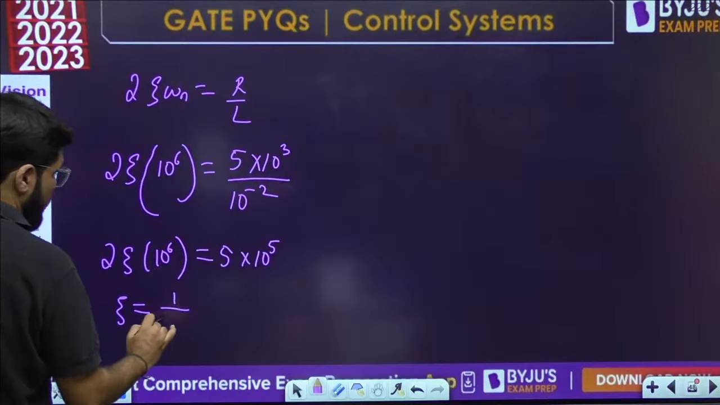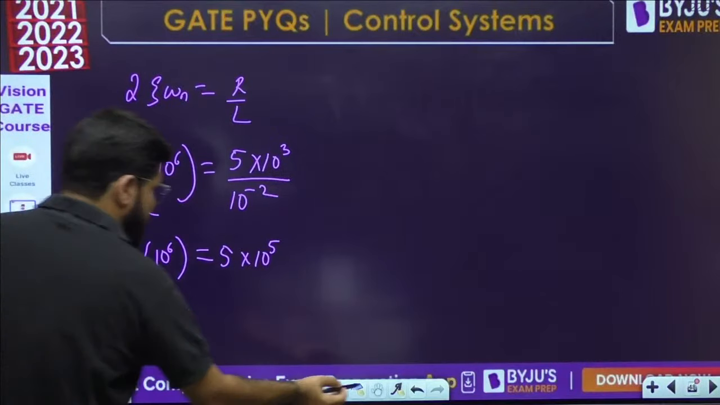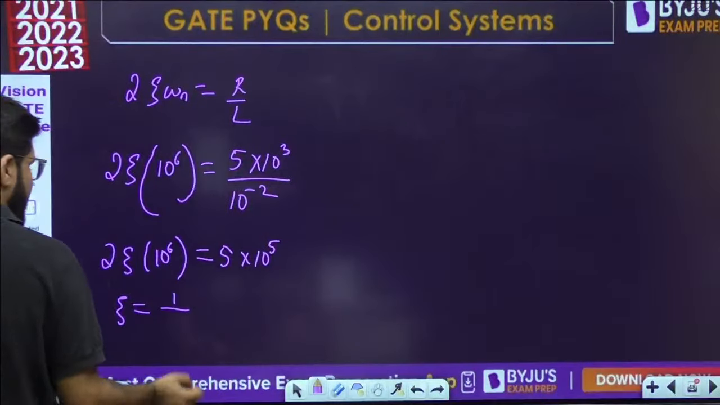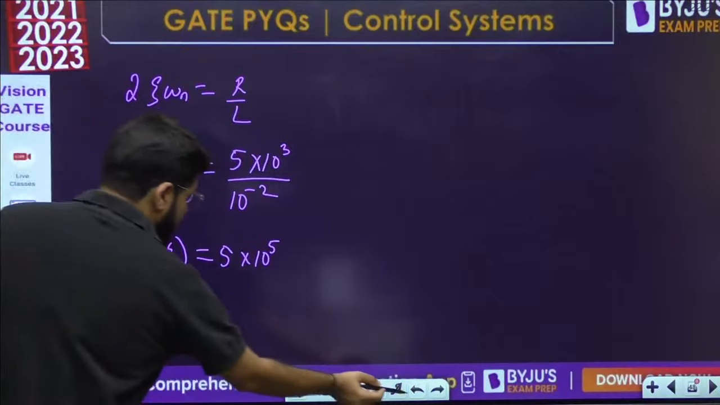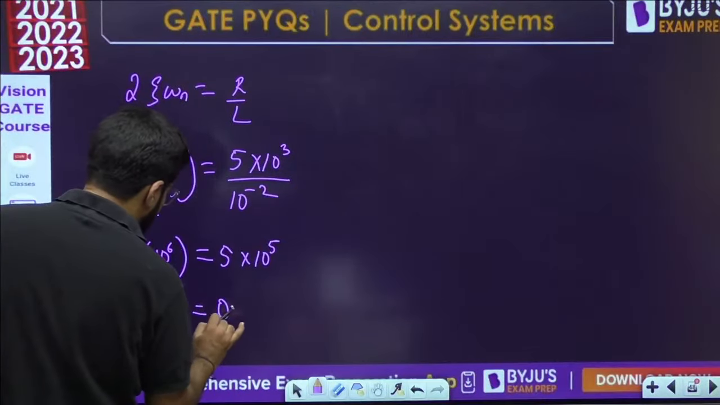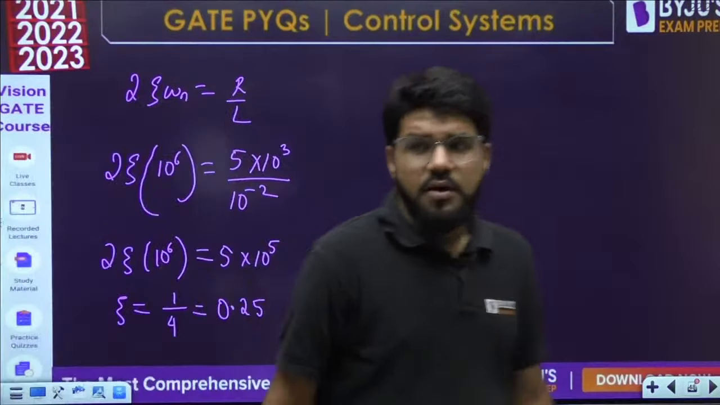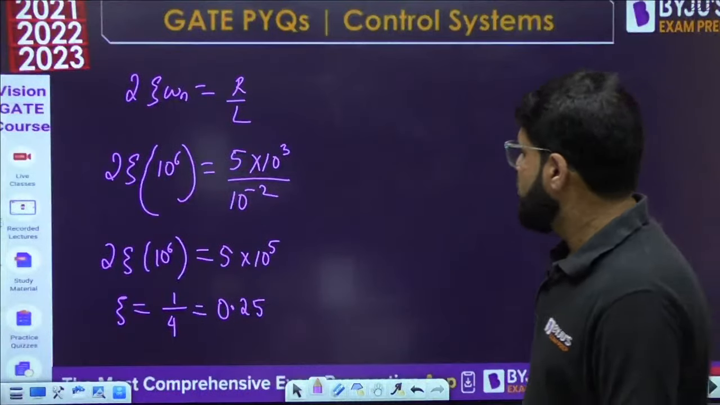Okay, this 10 is left. So, 1 by 20. No, that will cancel with 5 as well, sorry. So 5 by 10, 0.25, 1 by 4. 0.25 it is turning out to be 1 by 4. 5 by 20 is left, correct. Okay, that is going to be 0.25.